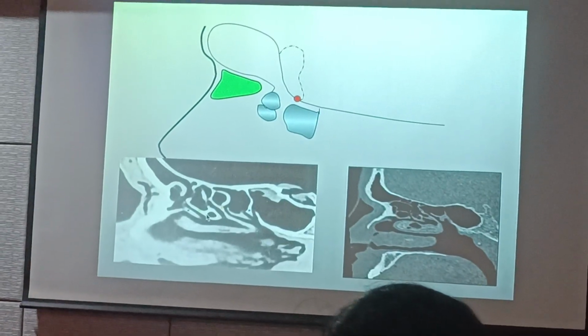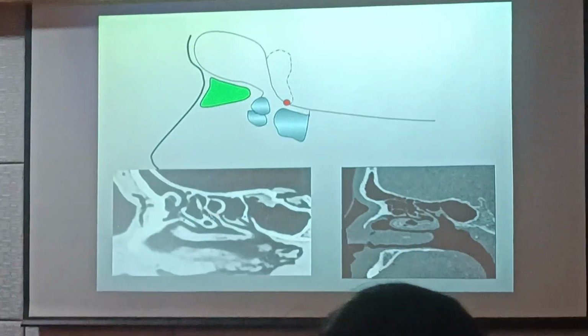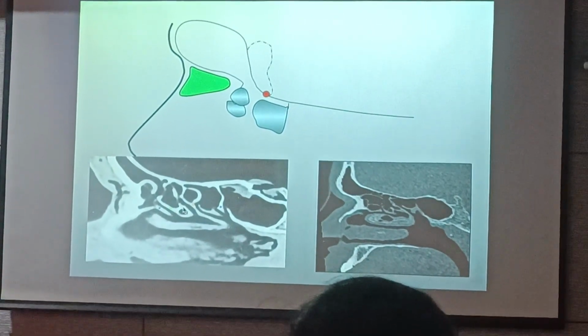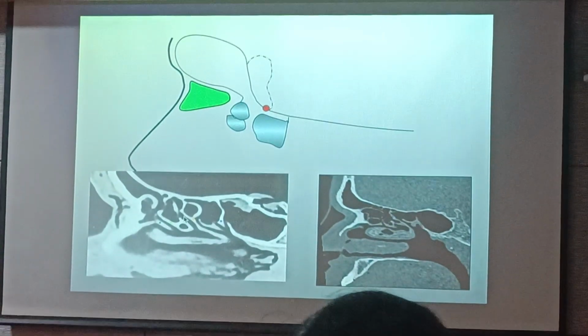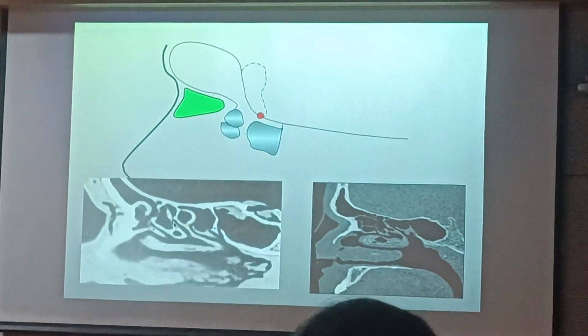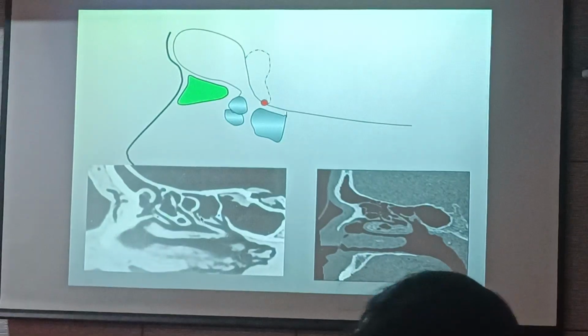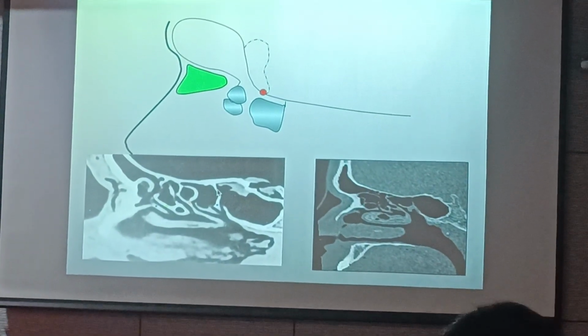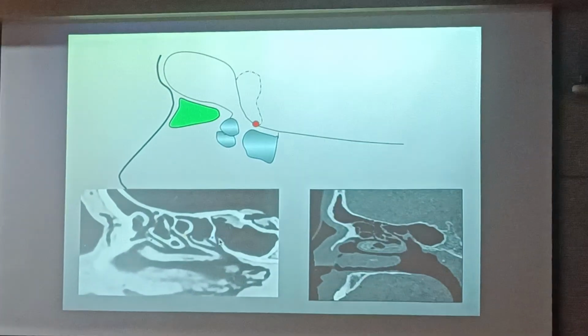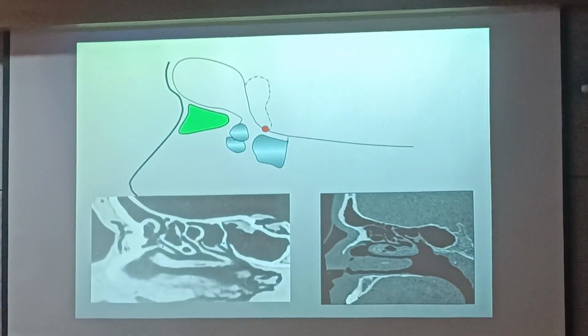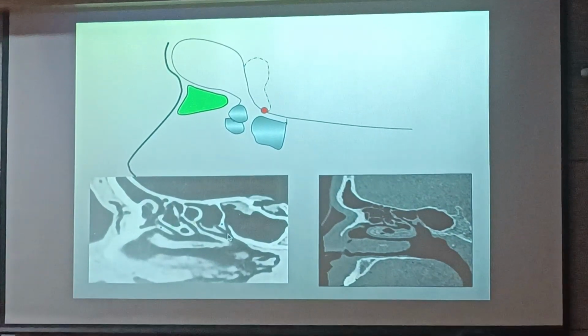This is the uncinate. This is the anterior wall of the bulla. This is the ground lamella. This is the posterior wall of the bulla. And between the two, there is the retrobullar recess over here, as you can see. Beyond the ground lamella are the posterior ethmoid cells. That's the superior turbinate. This is the anterior wall of the sphenoid sinus and the sphenoid ostium. So all these things can be seen on a sagittal section.